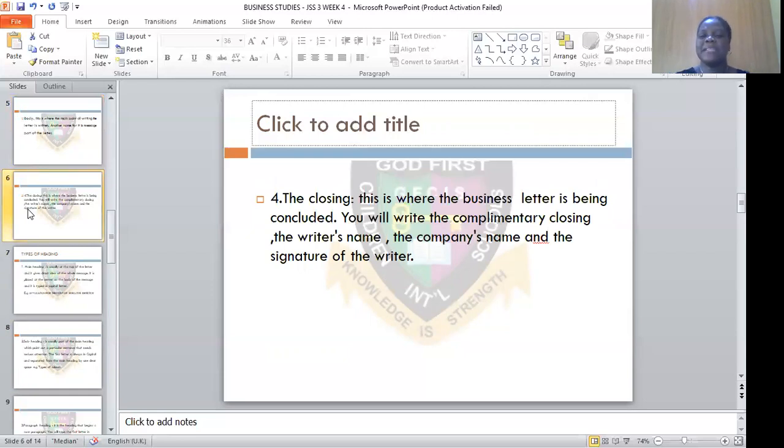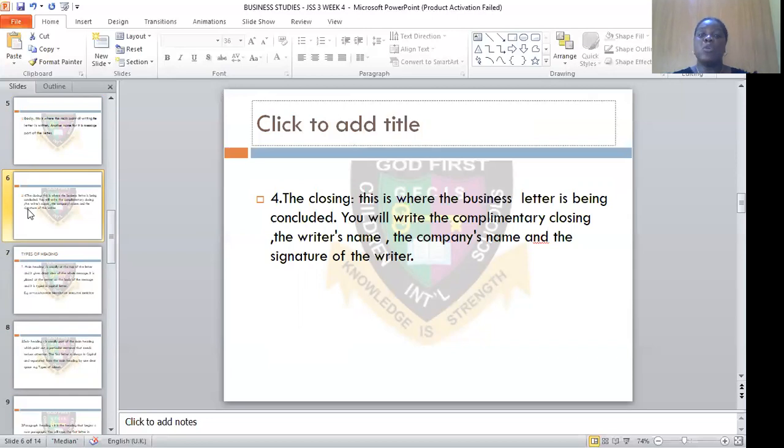We have another part of business letter, which is the closing. From the word closing, when something is said to be closing, that means it's coming to an end. That means you are concluding. That means you are wrapping it up. You want to bring it to an end. That means the letter that you are writing, you want to put a stop to it. How do you put a stop to it?